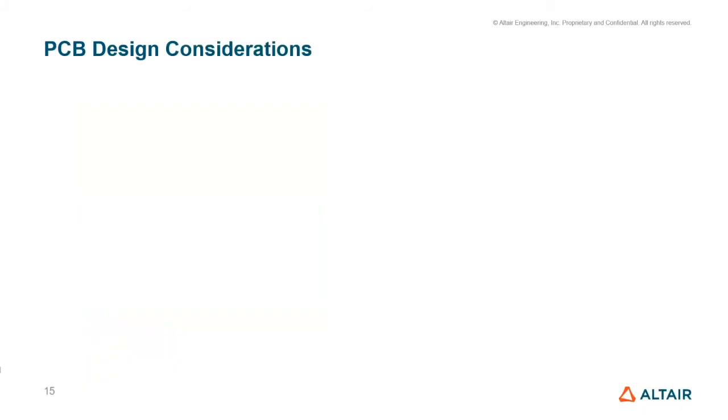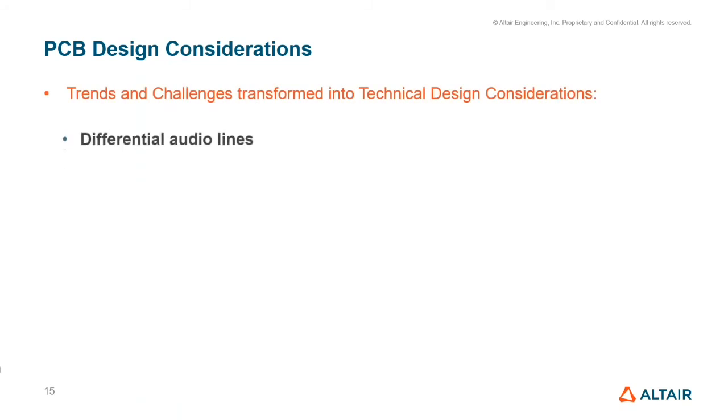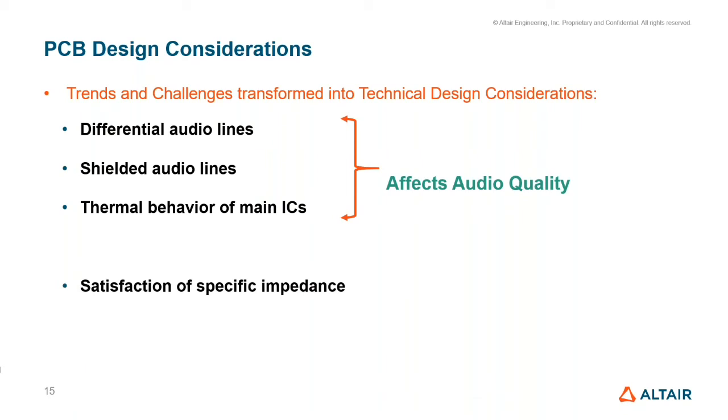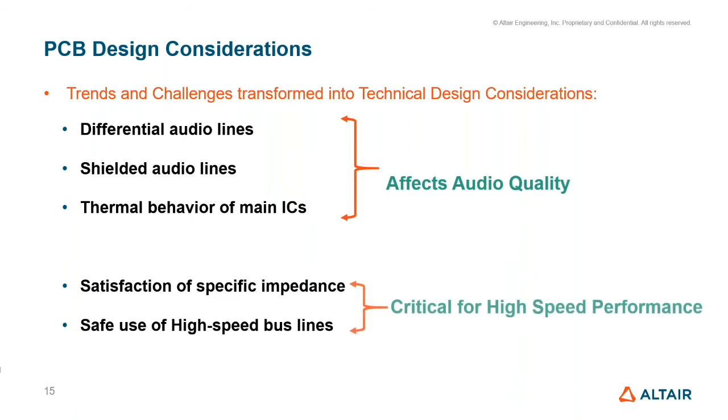Well, looking at the design, now let's look at some design considerations. So basically, when it comes to designing the PCB and the proper functioning of a speaker, noise-free differential audio lines, shielded audio lines, and thermal behavior of the main ICs are essential in attaining proper audio quality. Basically, satisfaction of specific impedance and safe use of high-speed bus lines, which are critical for high-speed performance, are some of the basic design considerations when it comes to a speaker design.